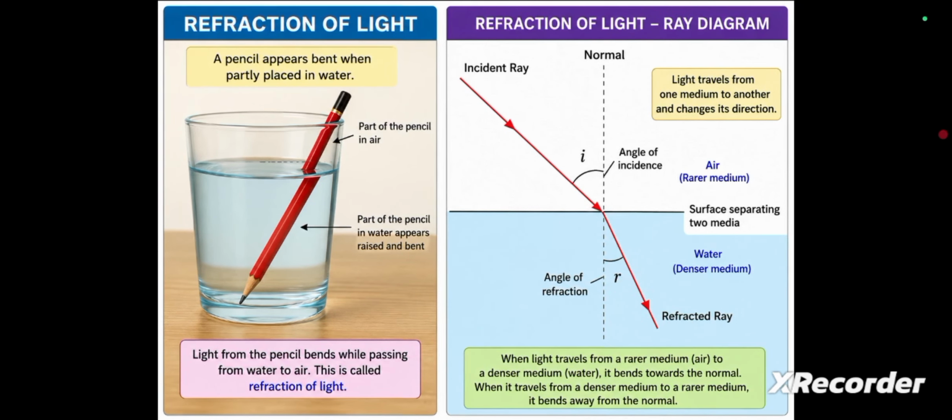Why does refraction happen? Light travels at different speeds in different materials. In air, light travels faster. In water or glass, light travels slower. So when light moves from one medium to another medium, its speed changes and the ray bends.